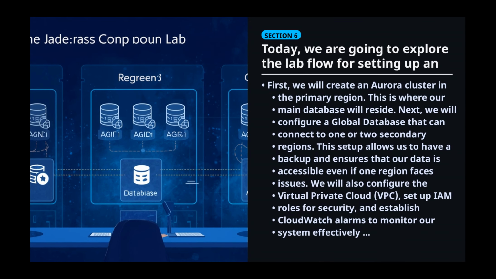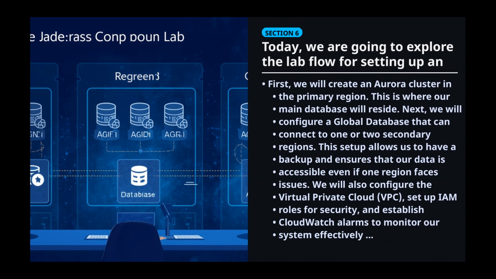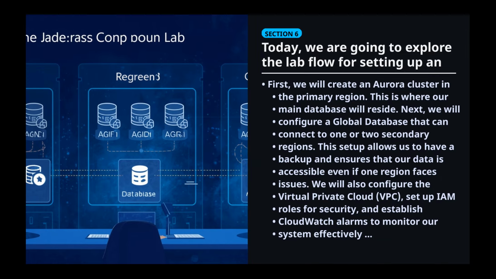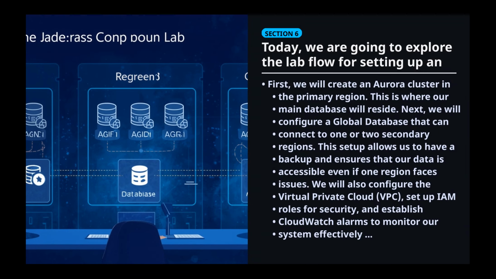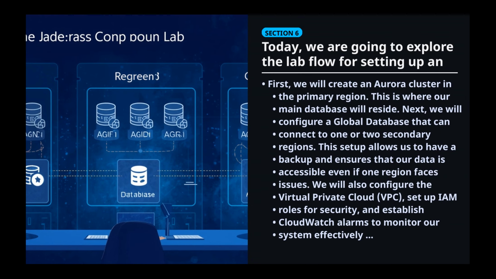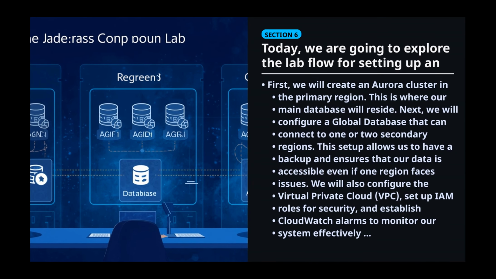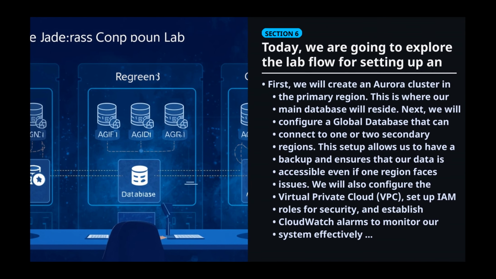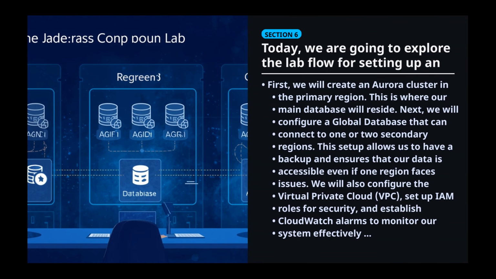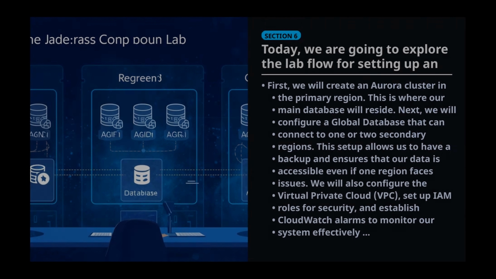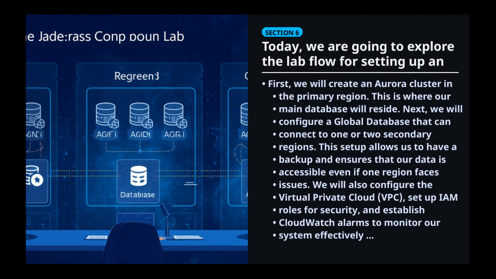Once everything is set up, we will perform read queries from the secondary region and monitor the replication lag. This means we will check how quickly data is being copied to the secondary regions. Additionally, we will test a failover scenario to ensure that if the primary region goes down, the secondary region can take over seamlessly. We will also check the read latency to ensure performance is optimal. In summary, this lab will help us understand how to create a resilient database system across multiple regions.